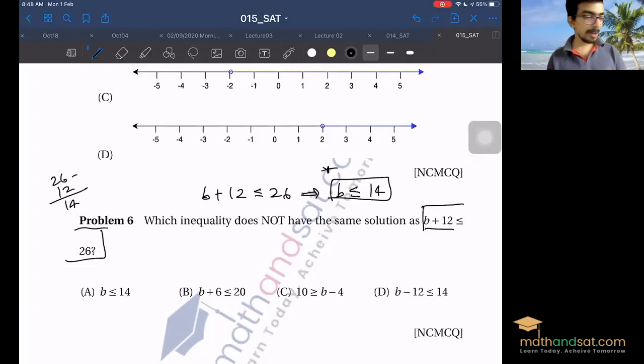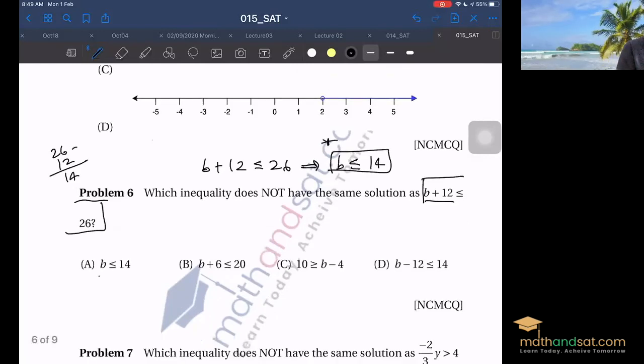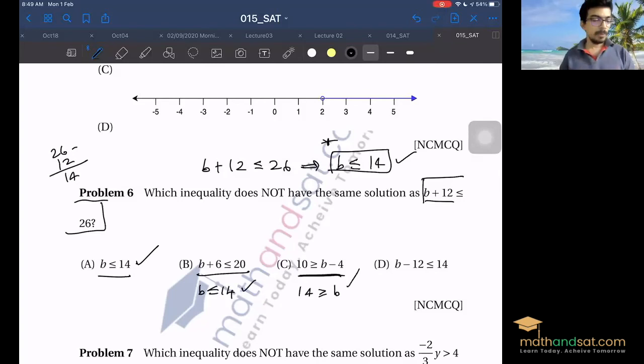Now we have to look at each option. So this is exactly the same as this. Now b plus 6 less than or equal to 20, what does it represent? Again, b less than or equal to 14. That is also the same. Here, what does it represent? Add 4 on both sides. So we have 14 greater than or equal to b, which is again the same expression.